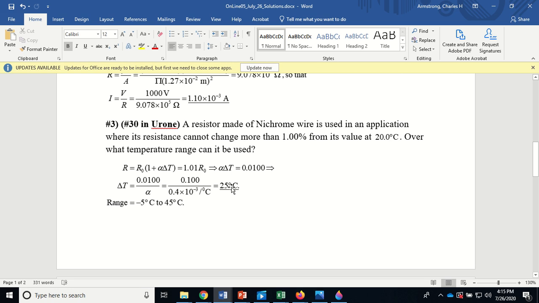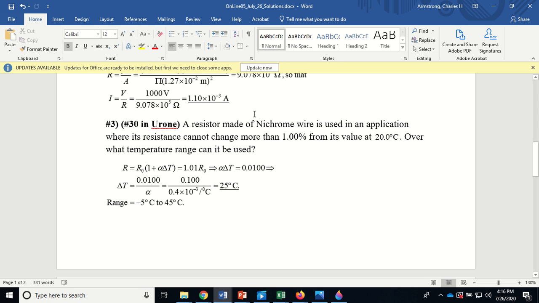So that means if it's at 20 degrees Celsius, it can't go up more than 25 degrees Celsius, so it can't go up past 45 degrees, and it can't go down more than 25 degrees Celsius, so it can't go below minus 5 degrees Celsius, okay? That would be the range, plus or minus 25 degrees Celsius.